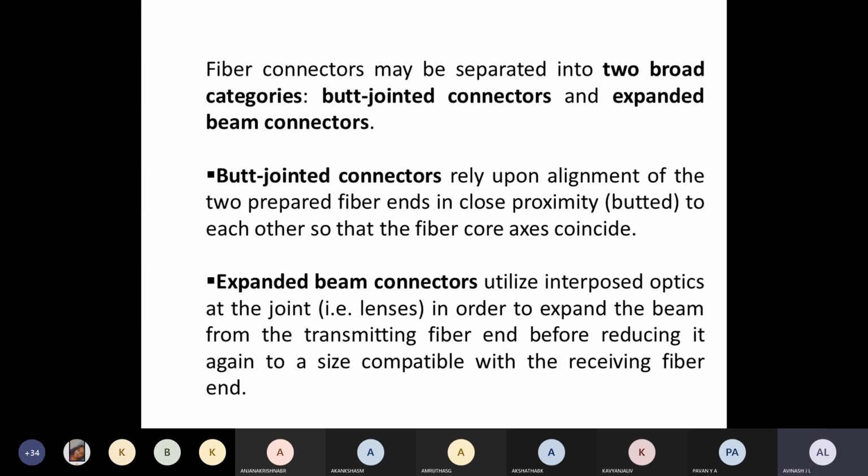So the next thing is expanded beam connectors. These utilize interposed optics at the joints. Interposed optics means we are talking about lenses, in order to expand the beam from the transmitting fiber end before reducing it again to a size compatible with the receiving fiber end.